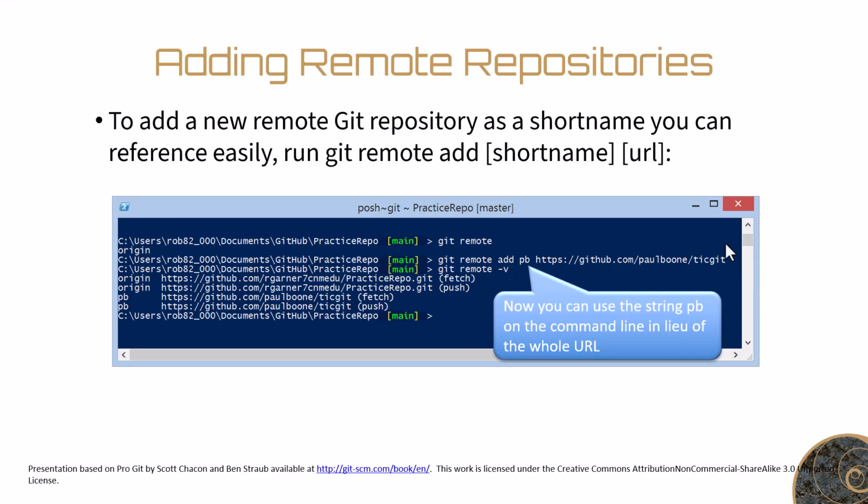Now, occasionally you may need to add a remote. We already have ours assigned to GitHub, but if you needed to, you can add a remote by using the git remote add command and then providing the URL of the remote repository that you might want to add. And what this does here is it assigns an alias for that. So PB is the alias for this Paul Boone repo here.